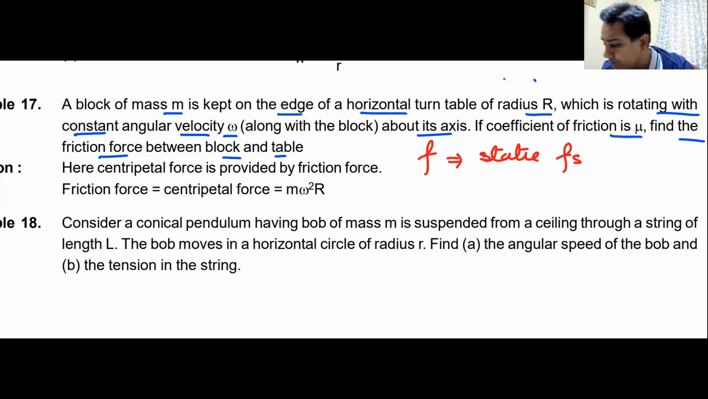I will have to make equations along three axes. One is along the tangential direction. In the tangential direction it is not moving. It is rotating with a constant angular velocity, and hence there is no force in the tangential direction. There is only force in the radial direction, the centripetal direction, and that would be the centripetal force.